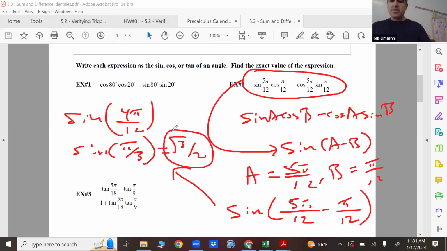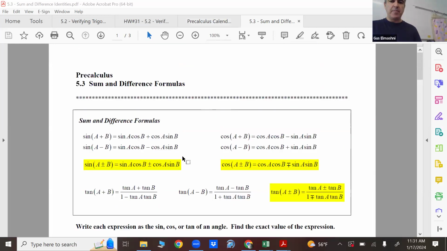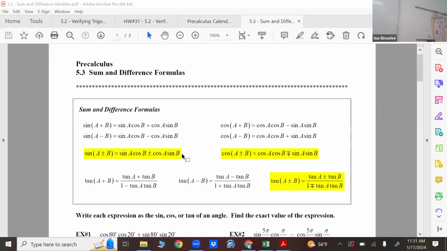So again, what you need to do is really look at your formula sheet. I'm just going to clear the screen for a sec. I'll bring this back. Don't worry, guys. But you have to compare it to this step.